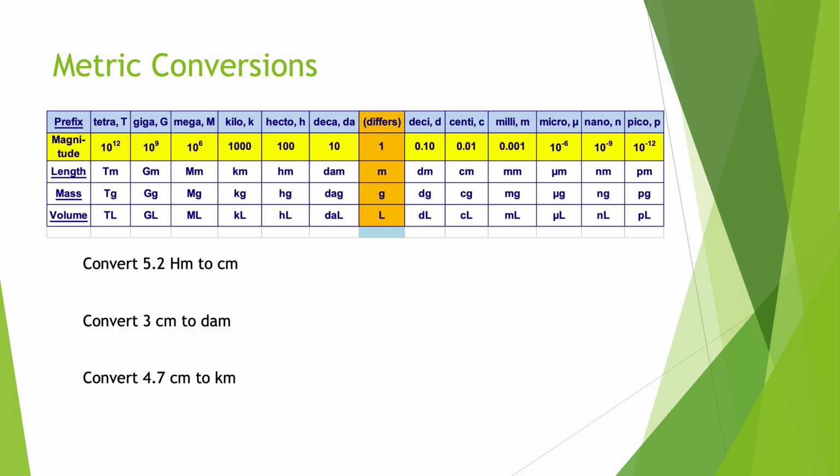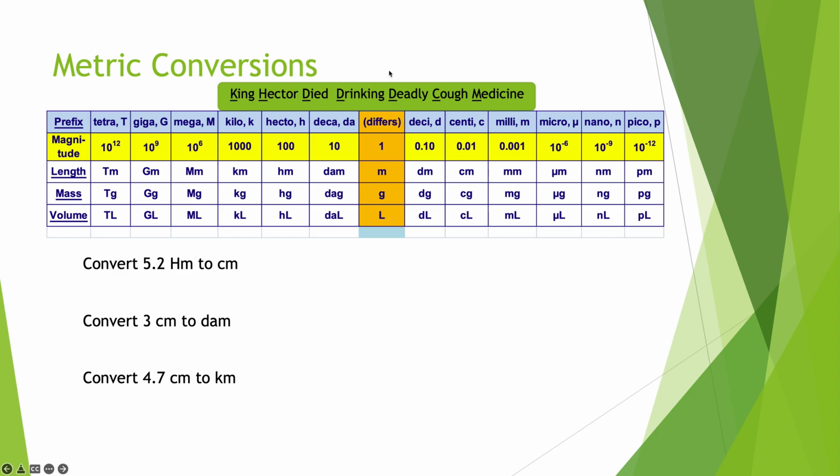Okay, so first, 5.2 hectometers to centimeters. Remember, King Hector died drinking deadly cough medicine. So here's my hecto column, and the decimal point always goes to the right side, theoretically, so that's 5.2. And then I fill out zeros until I get to the centi column. And that's my answer, because now that decimal has moved, it always goes to the right of the column. It's now moved to the right of the centi column. It went from the hecto column to the centi column. So that's 52,000.